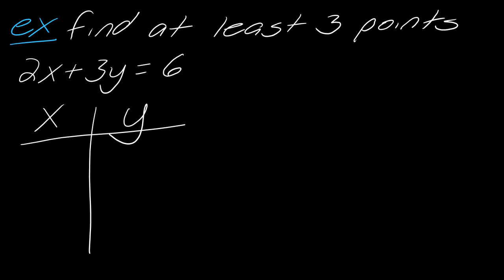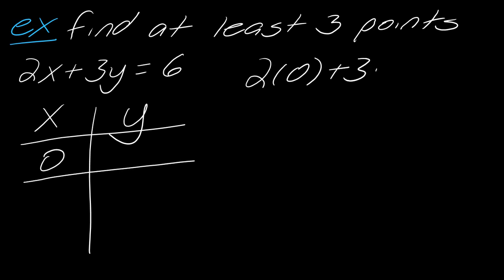Now, for this particular problem, I think that the easiest way to approach this would be to let x equal 0, because if you let x equal 0, then you're just left with 3y equals 6. And if 3y equals 6, then if you divide both sides by 3, you get y equals 2. Then the next easiest choice here would be to let y equal 0.